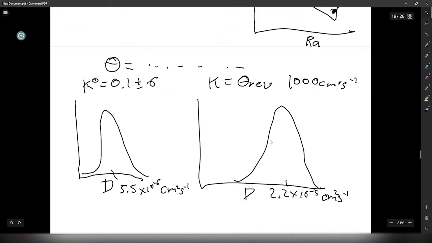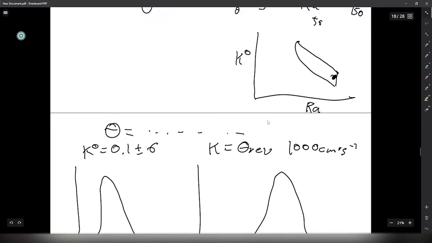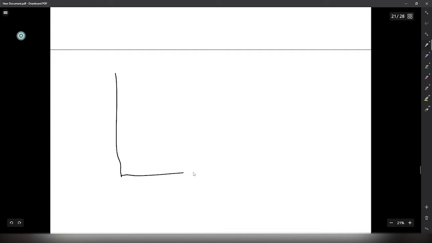Is there anything else we really need? TCDS, harmonic percentage. One of the things with the Bayesian inference is when it couples, especially on the harmonic percentage methods, when it couples in sets of 3. And one I know about is K0, diffusion, and RU.